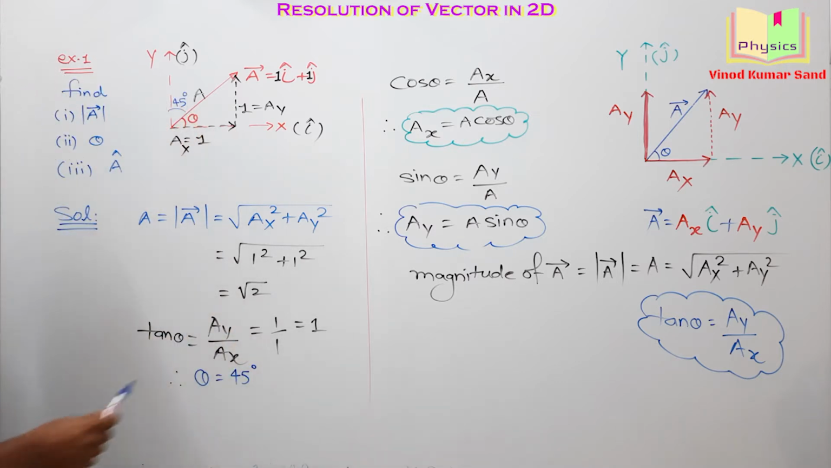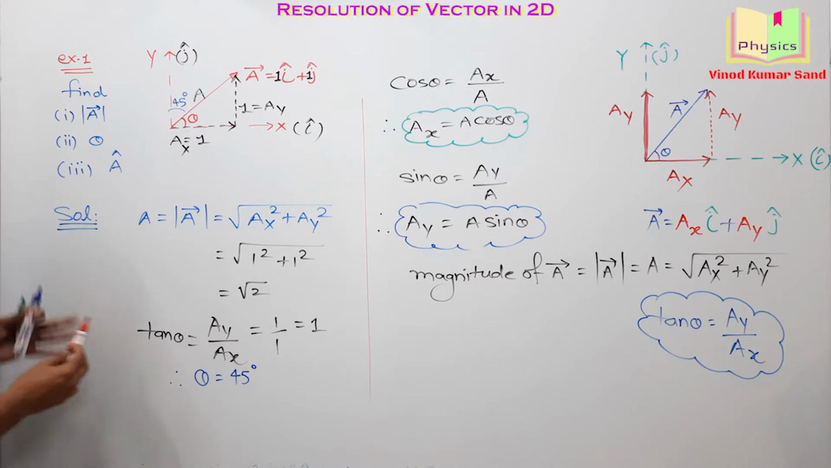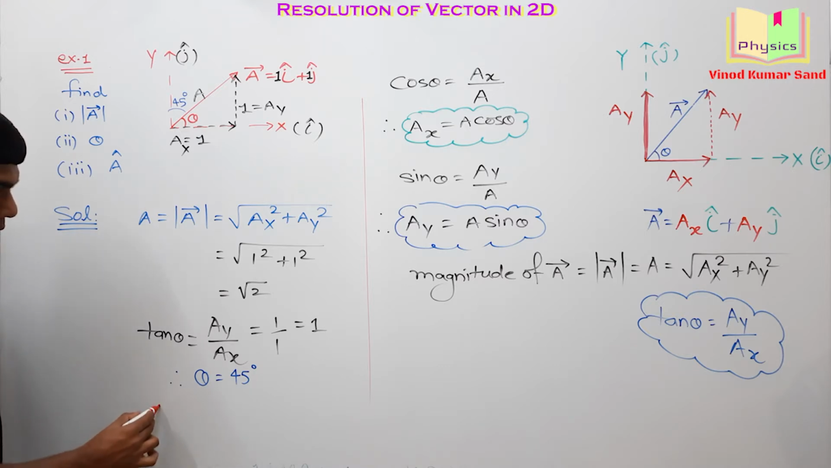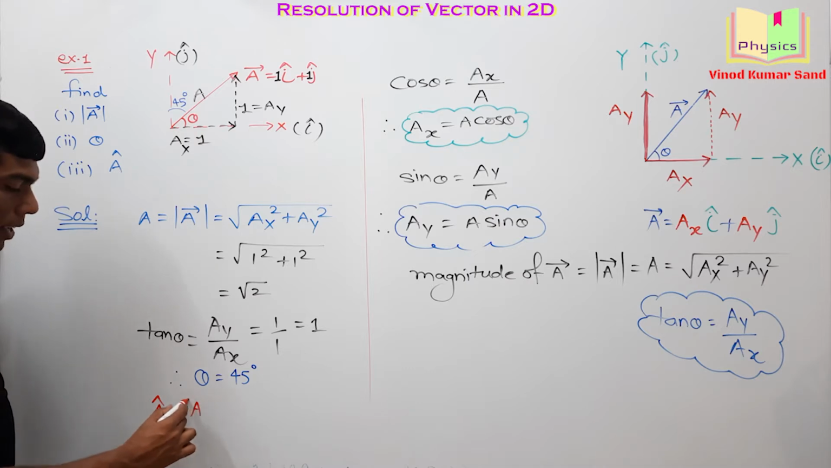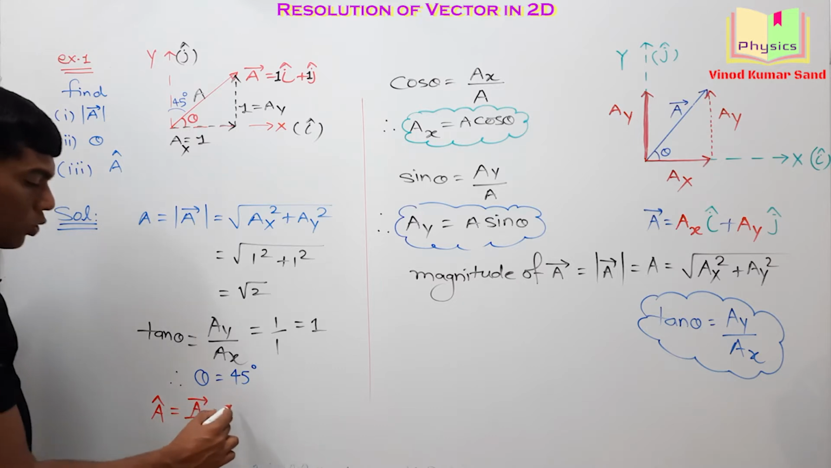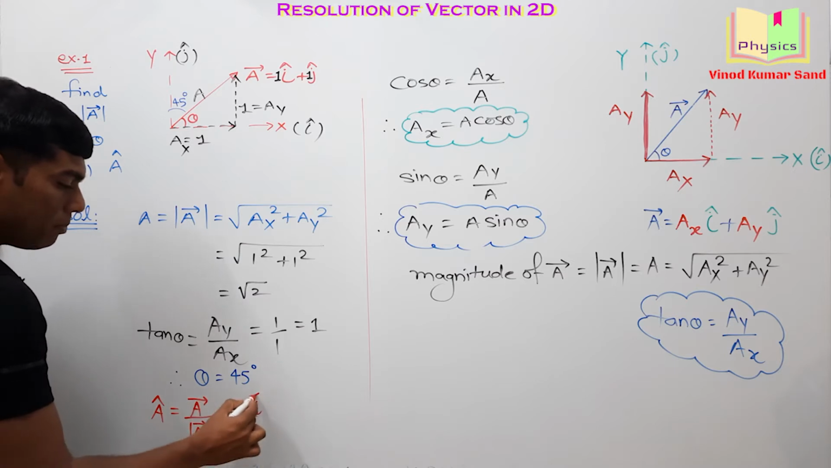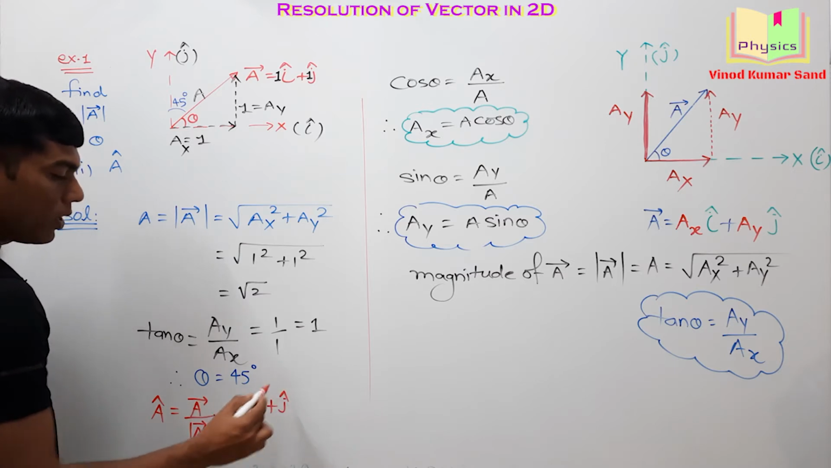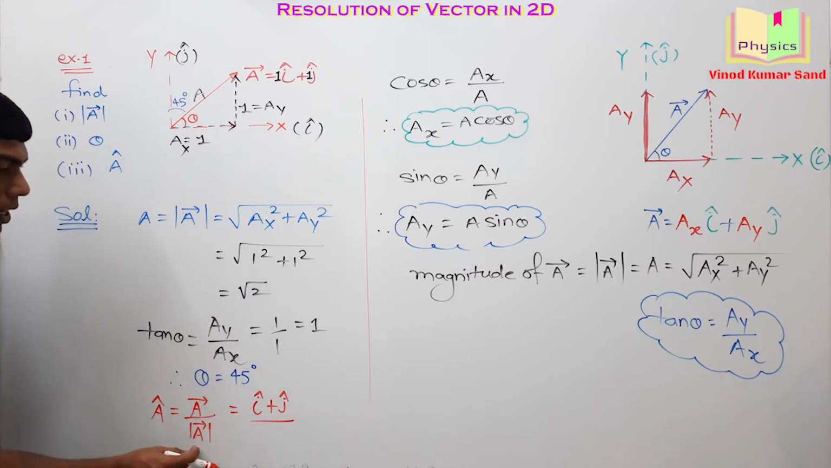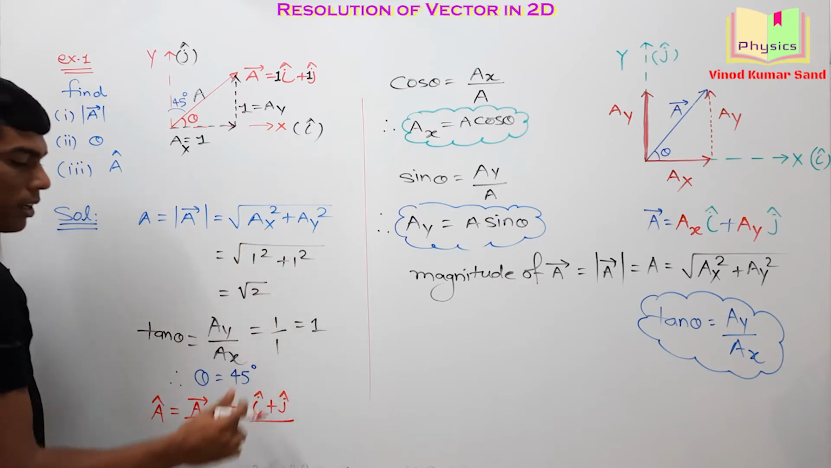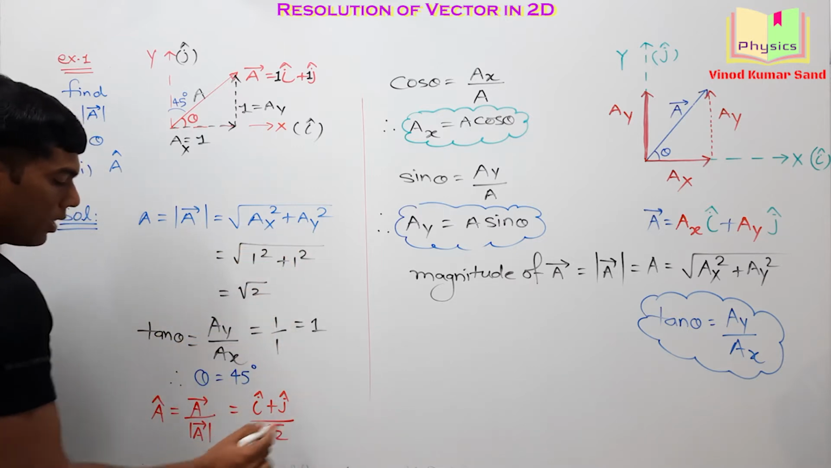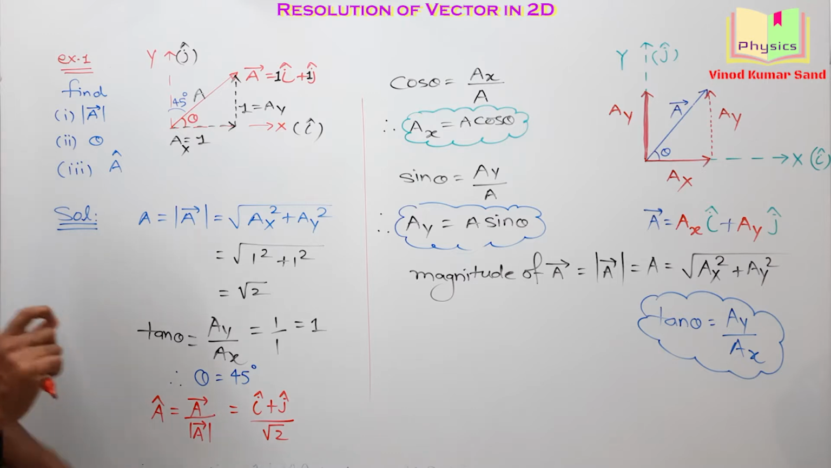Fine. The last part, the unit vector. We know the formula for the unit vector. A cap is represented as A vector divided by the magnitude of the A vector. So, A vector is already available with us, i cap plus j cap. And what is the magnitude of the A vector? This was root 2. Here is the answer of your unit vector.